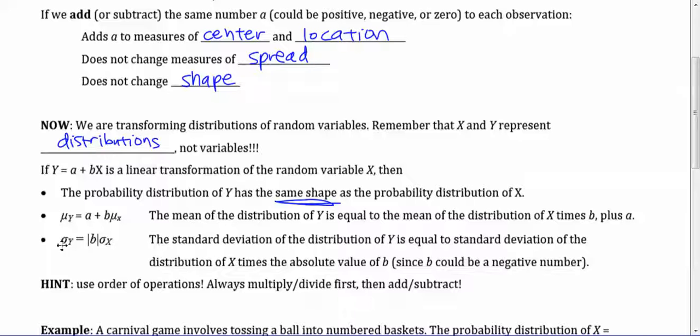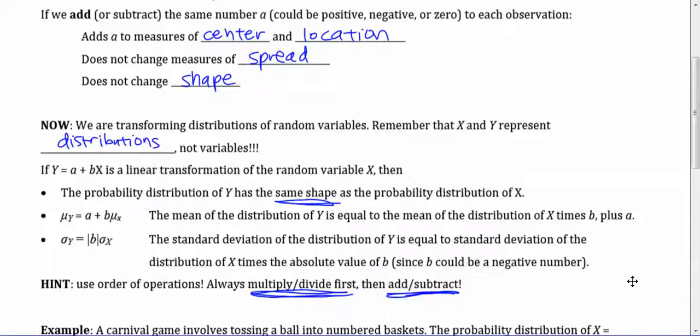The spread, though, for instance, this measure of standard deviation, the measure of spread, it's only the multiplication part that is going to affect it. The adding or subtracting does not change that at all. Just a caveat here, just remember, multiply or divide first, then add or subtract. That's your order of operations. You might have learned it as GEMDAS or PEMDAS, something like that. Just don't forget to do order of operations.